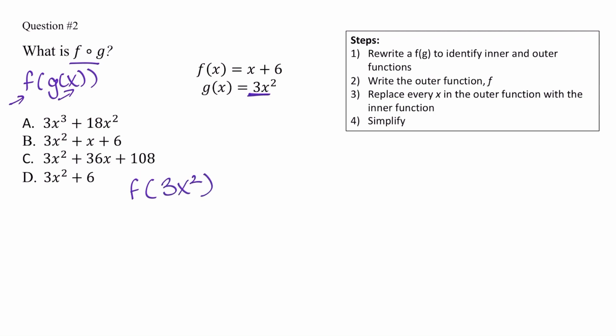So that means I'm going to go to this definition of f of x, and then I'm going to plug in 3x squared everywhere I see an x. So that's going to turn this equation into 3x squared plus 6. And there's nothing that I can simplify here, so that's going to go ahead and be my answer.